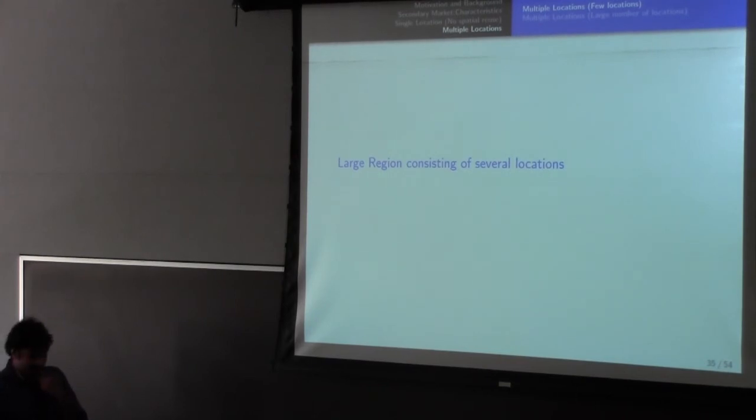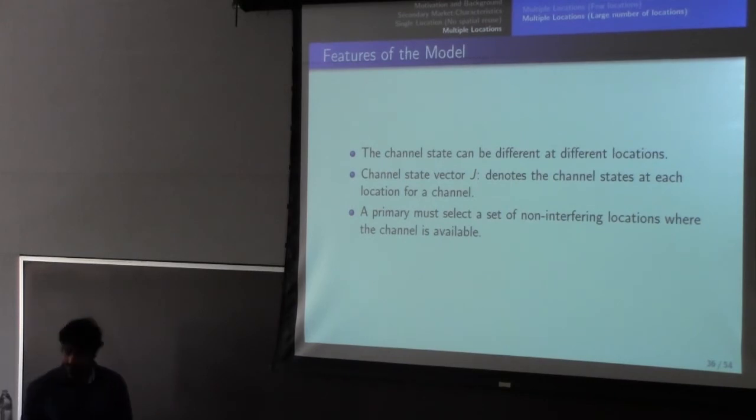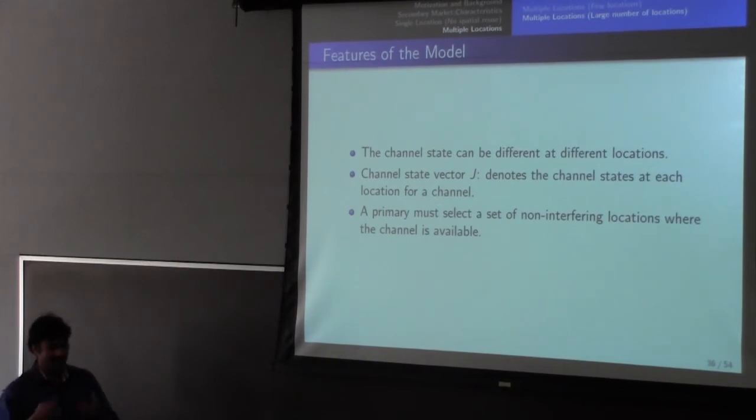Okay, so we look into the region when it consists of a very large number of locations. Here, as the locations are large, we cannot say that the transmission rate will be the same over the region, right? So the transmission rates can be different, and that's why the channel state can be different. So we should have some kind of channel state vector which denotes the channel state at each location for a channel. And again, a primary must select a set of non-interfering locations where the channel is available. So a primary has to sell a channel which is available for sale. So it has to select a set of locations among the locations where the channel is available to sell its channel, right?